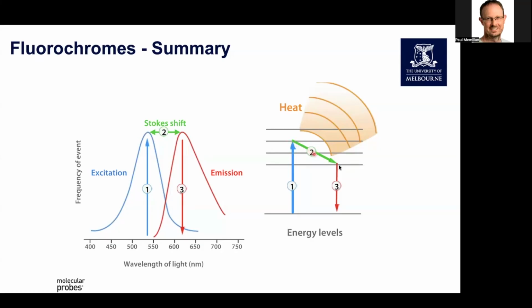We will lose some of that energy during the time it's in the excited state. That goes off as heat. That's what causes this Stokes shift, this shift to the right to a longer wavelength for the emission. And then finally, those photons are emitted back out from the molecule when we go from the excited state down to the ground state. And again, that will happen anywhere across this emission spectrum, but most efficiently, most commonly at the emission maximum.